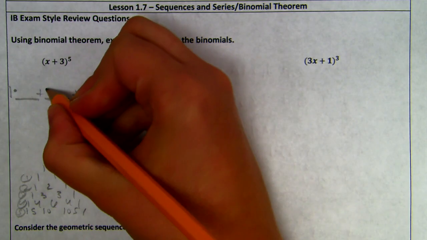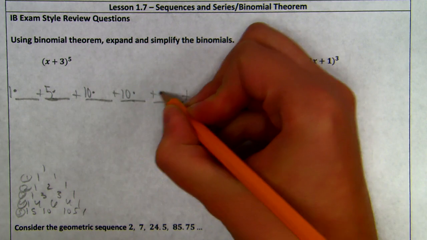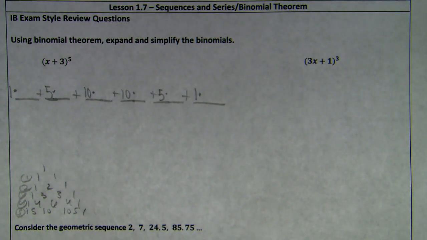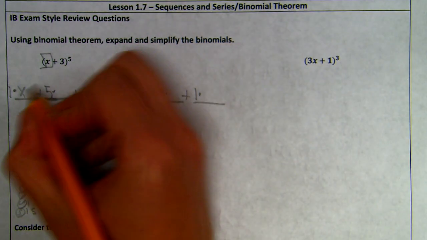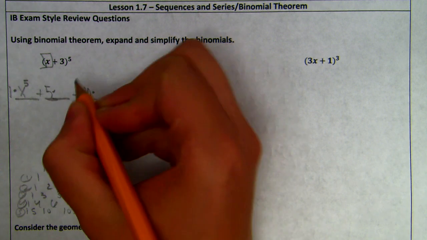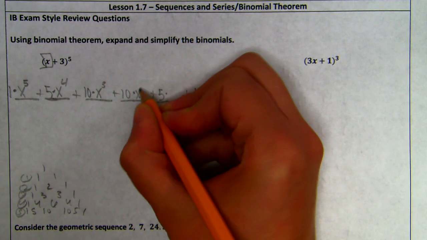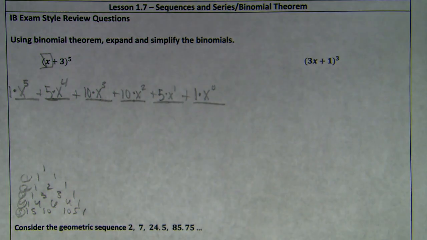Coefficient that goes first. 1, 5, 10, 10, 5, 1. Good. So we can see all of my coefficients right there. Next, I'm going to start with my first term. My first term in this case is x, so I'm going to start with x to my original exponent of 5, x to the 4th, decreasing by 1 as I go across, and ending with x to the 0 power.